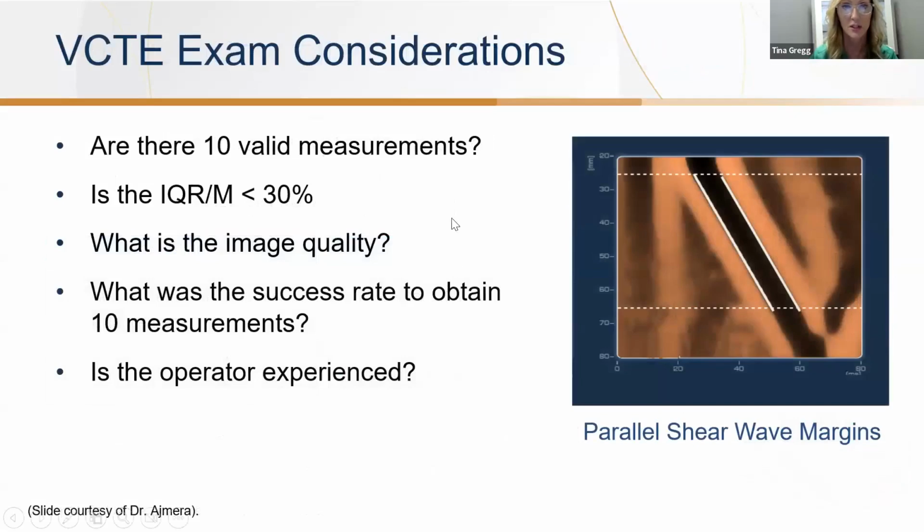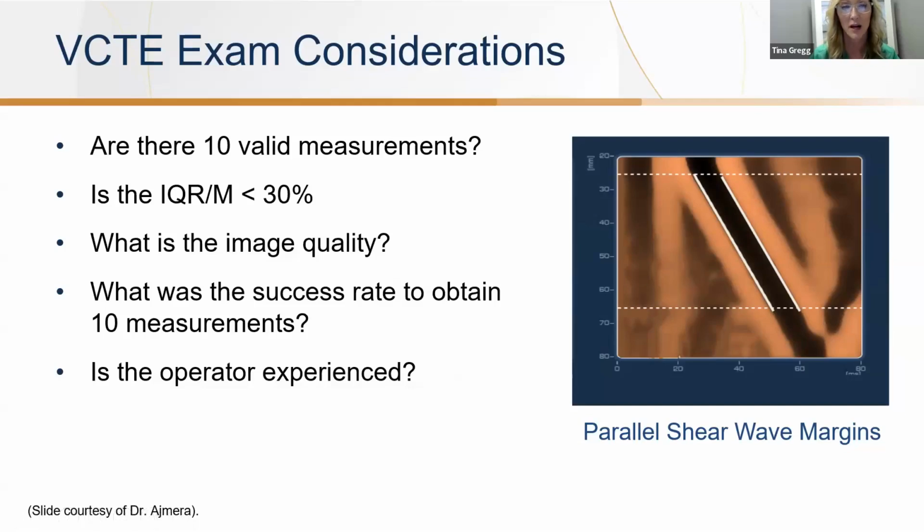There are some considerations when we're looking at these reports that we need to take into consideration. Are there 10 valid measurements? There has to be at least 10 to have a valid exam. Is the IQR to median ratio less than 30%? It certainly needs to be. What is the image quality? We want the shear waves to be parallel, similar to in this diagram on the right. They don't always look this nice, but that's a very, very nice exam.